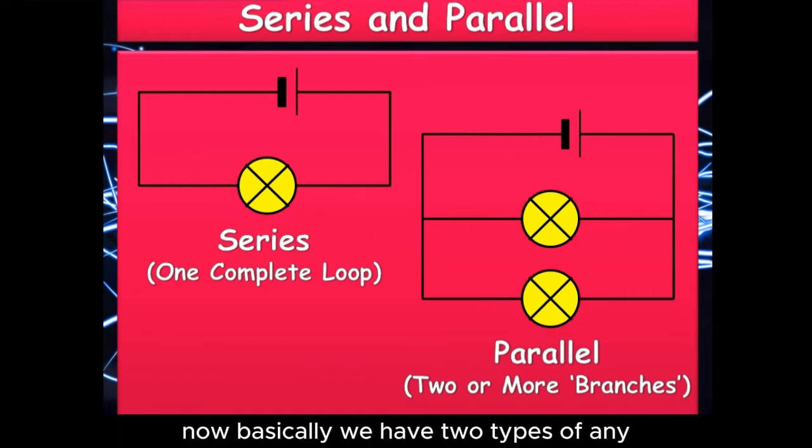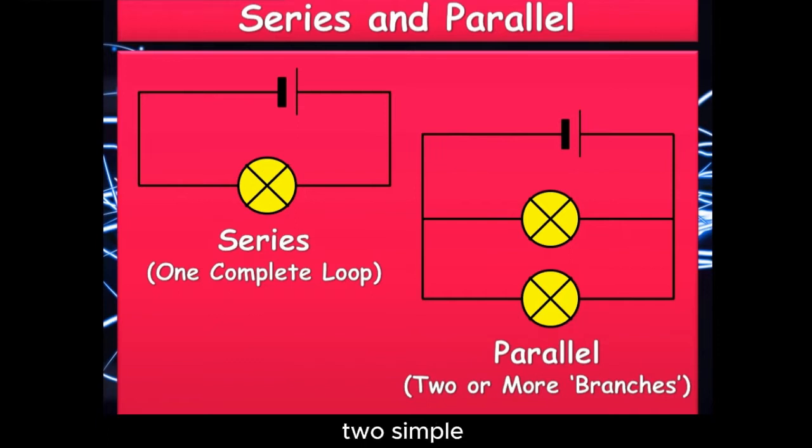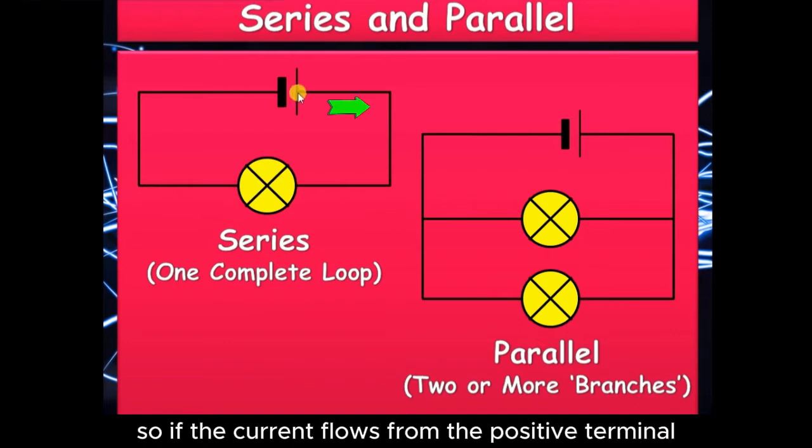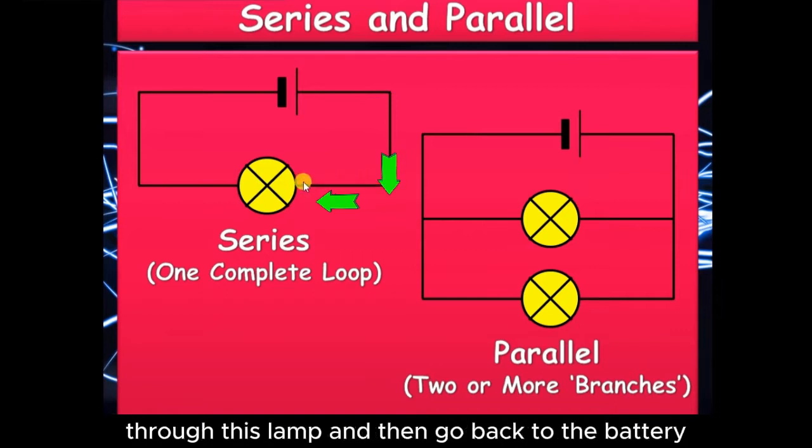Now, basically we have two types of any electrical circuit. Any complex electrical circuit is made up of these two simple types of circuits, one being the series and the other one being the parallel. In a series circuit, you could see that there's just one path for the flow of current. If the current flows from the positive terminal of the battery, the charges have just one path that it could flow through this lamp and then go back to the battery.